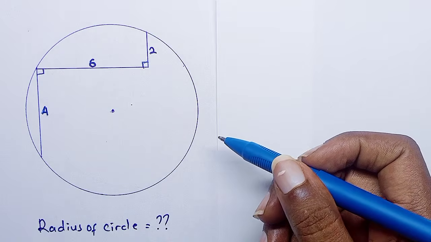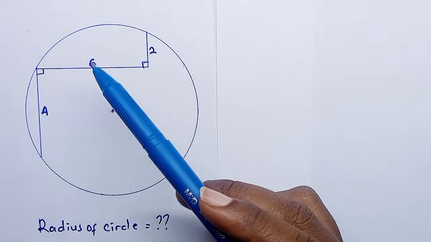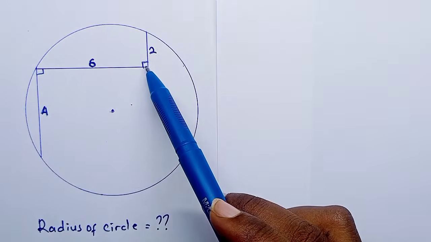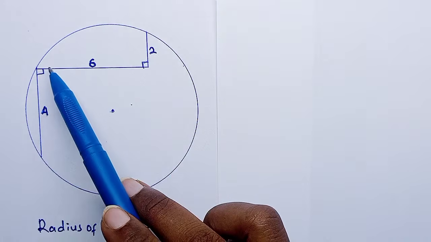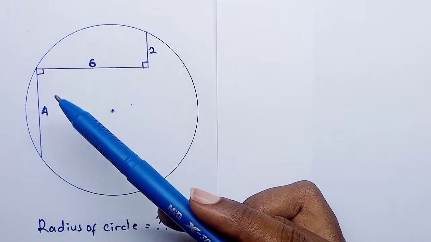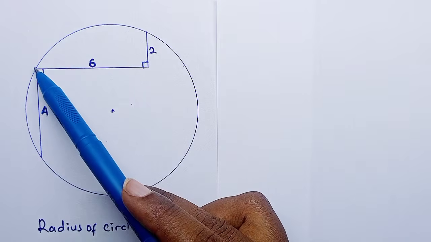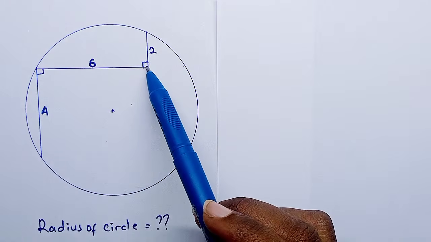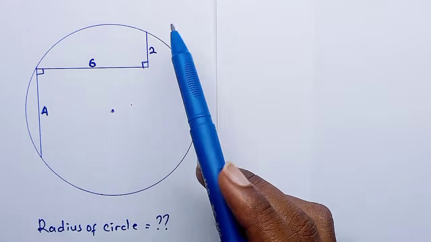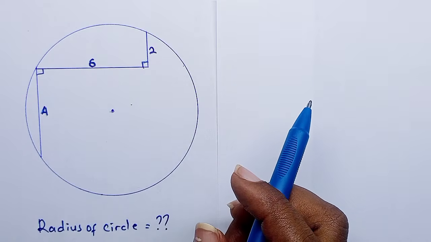In this video, we are required to find the radius of this circle. So in this circle, we have this line that is perpendicular to this line and also perpendicular to this chord. This chord length is 4. From here to here is 6, while from here to here is 2. This is 90 degrees, this is 90 degrees. So with that, what is the radius of this circle?